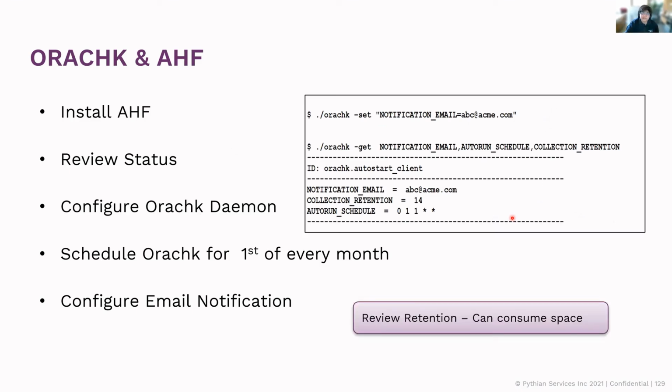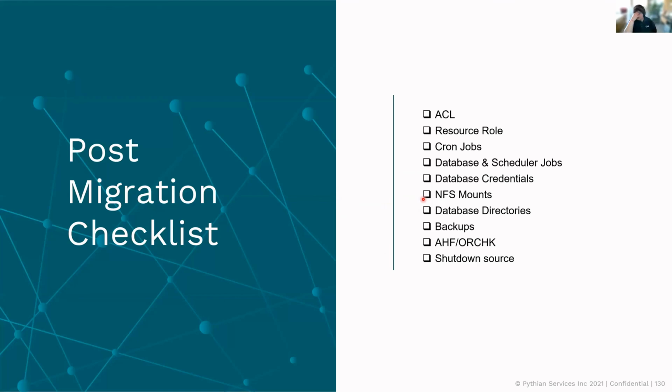This is extremely handy. You can review the config changes. If there are any misconfigurations in your system, it will highlight them immediately. And the thing to be careful about in this configuration is it can consume space. So keep an eye on the space of your AHF location, and collection retention can be modified accordingly. So these are the things that we were talking about in a post-migration checklist. We just discussed these quick things, the quick wins that we can have.